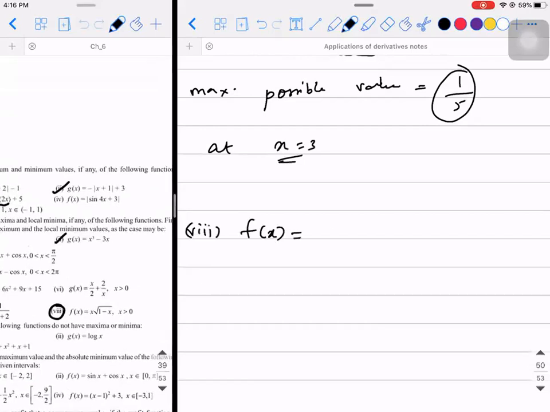So f of x is equal to x into root of 1 minus x for x greater than 0. So the value of x that you're going to substitute is always positive. That is what they have given. Can someone tell me what should be the domain of this function? No, x greater than 0 they have given. 0 to 1. It should be a value between 0 to 1 because square root cannot be negative.